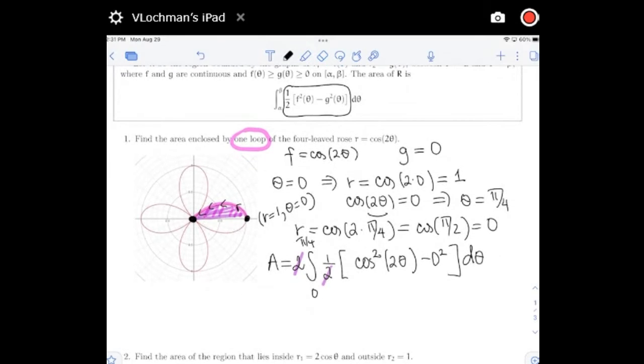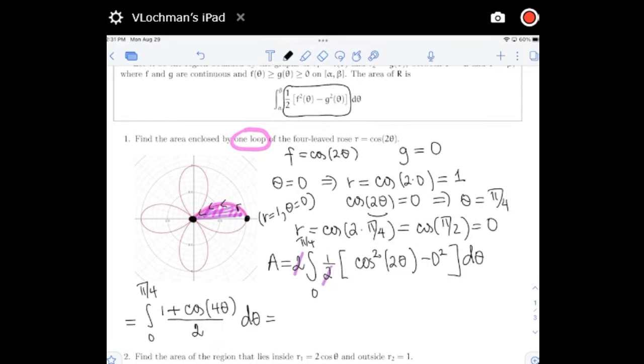And look, here's that cosine squared again. This is one of the reasons why I bring this up. It just pops up. So we go from 0 to pi over 4. This is cosine squared of 2 theta. Let me go ahead and rewrite it already as the integral of 1 plus cosine of 4 theta, over 2, d theta.